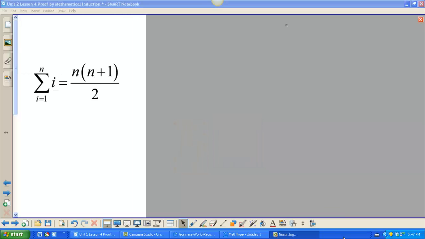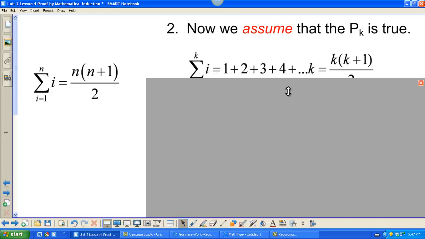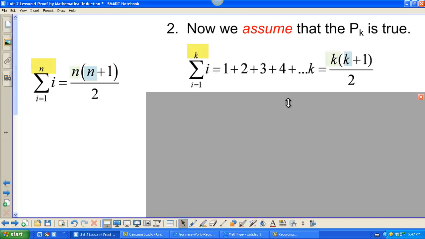Now we're on to step 2. On step 2, you have to make an assumption. You have to assume that P sub k is true. What does that entail? You substitute k into the equation you're trying to prove. So if I take the summation from i equals 1 to k of i, this means I would be adding 1 plus 2 plus 3 plus 4 all the way up until the kth term, since it's my upper bound. We are assuming that it is true that this equals k times k plus 1 over 2.